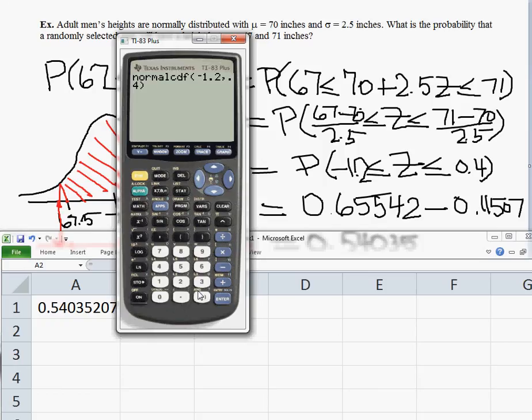So notice that unlike the table and unlike Excel, if you use a calculator, at least the TI-83 Plus, to do this calculation, then you include both the left endpoint and the right endpoint. For the table and for Excel, the left endpoint was assumed to be negative infinity. On a calculator, you have to give explicitly the left endpoint and the right endpoint. So I do normalcdf, and I get the answer, which works out to be, again, 0.54035. So that's a little bit about how to use these 3 different techniques, the table, Excel, and the calculator, in order to find areas under the normal curve.